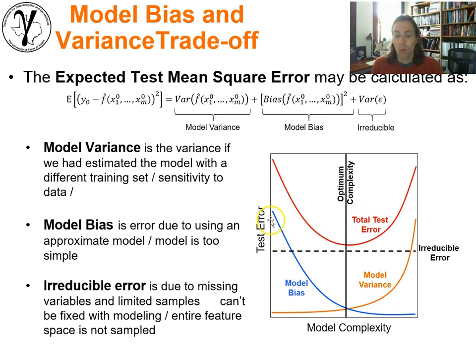Model bias. Well, if we use a very simple model, we have a high degree of model bias because the model is unable to handle the complexity of the natural phenomenon.